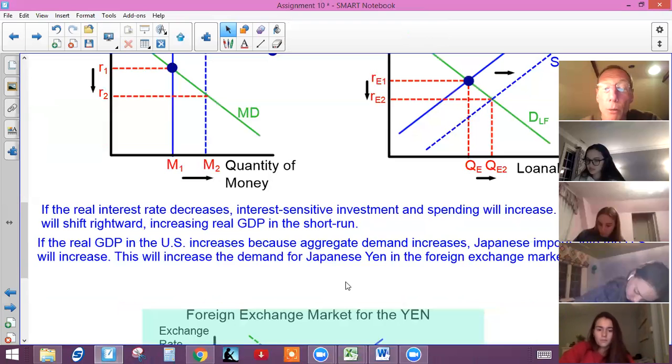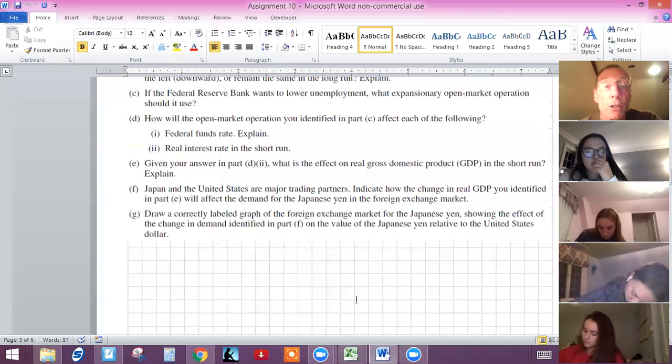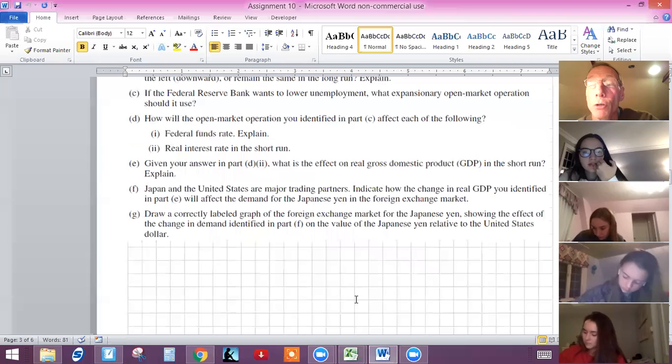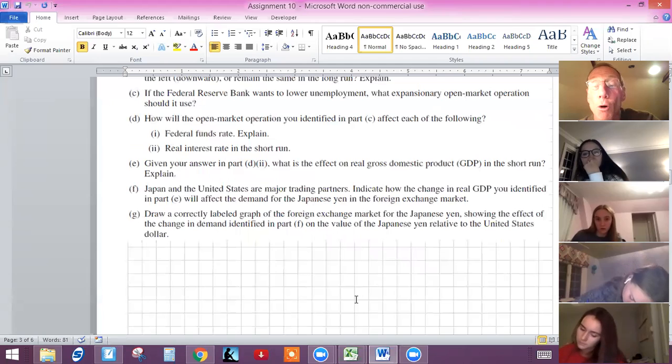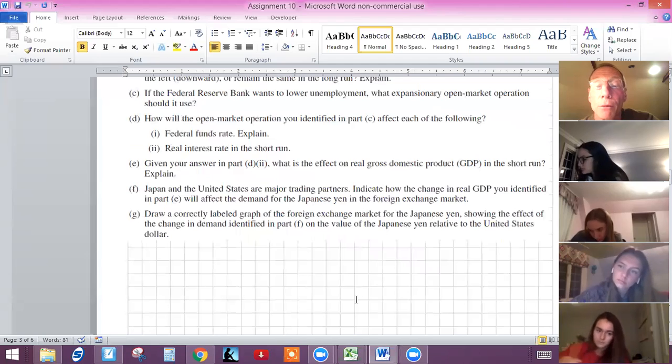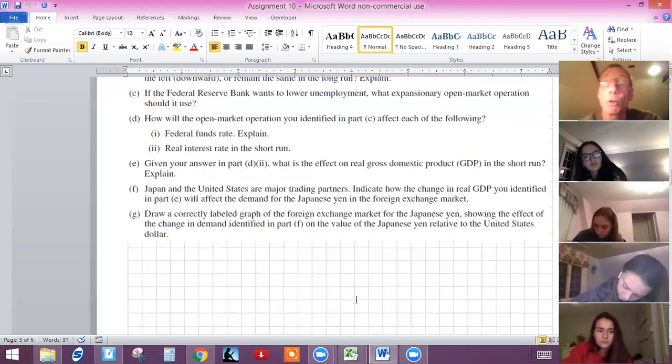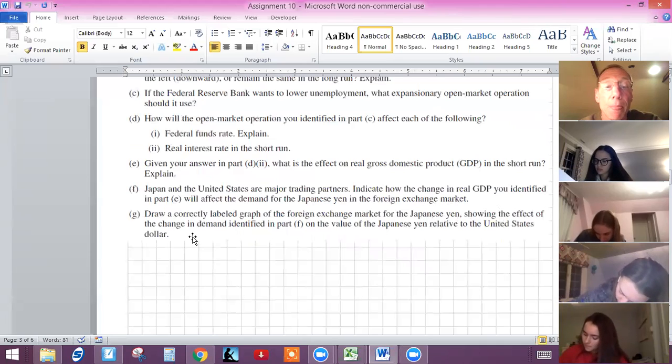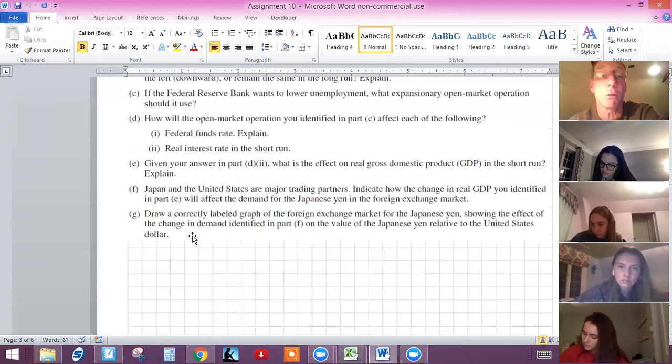And let me jump the other way. The next question is, Japan and the U.S. are major trading partners. Indicate how the change in real GDP you identified in part E will affect the demand for Japanese yen in the foreign exchange market. And then they want you to draw a correctly labeled graph of the foreign exchange market for the Japanese yen, which means the yen is going to be the quantity on the horizontal axis, showing the effect of the change in demand identified in part F on the value of the Japanese yen relative to the United States dollar. So let's do F and G.